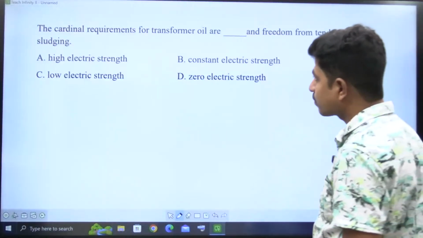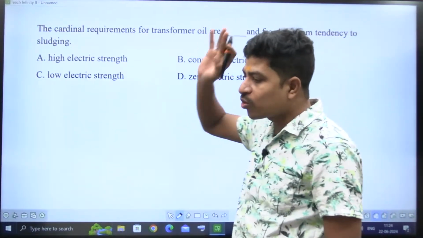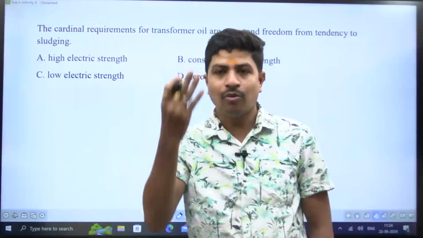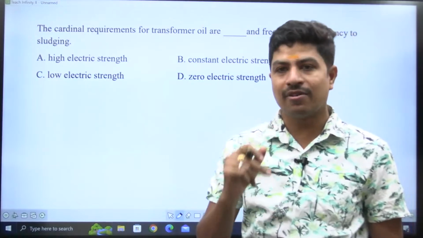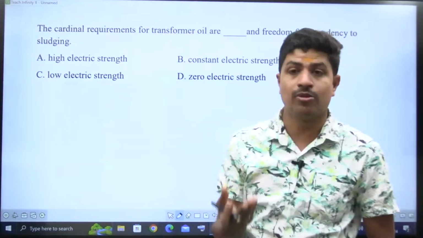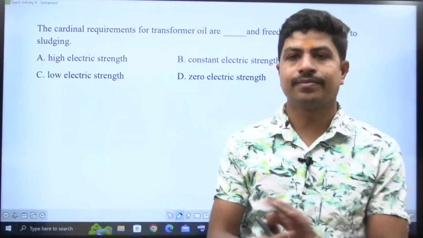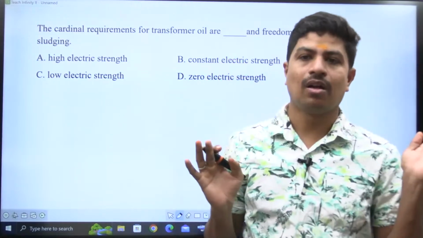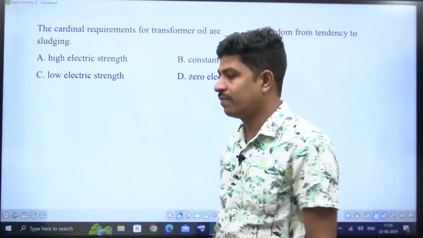Next question, please. The cardinal requirements for transformer oil are usually, see, the fourth question on transformer oil. I don't know what happened to the person who prepared this HPCL paper. On transformer oil, 4 questions. On divergence, 3 questions. On ampere circuit law, 2 questions, or to the best of my knowledge, it may be 3 questions. So they prepared the paper just like that, just to select candidates who have these things in their mind. They don't want candidates who have intelligence. Otherwise, the paper should not be like this, right?